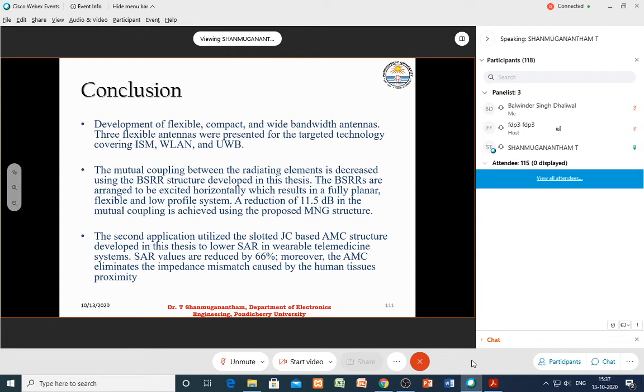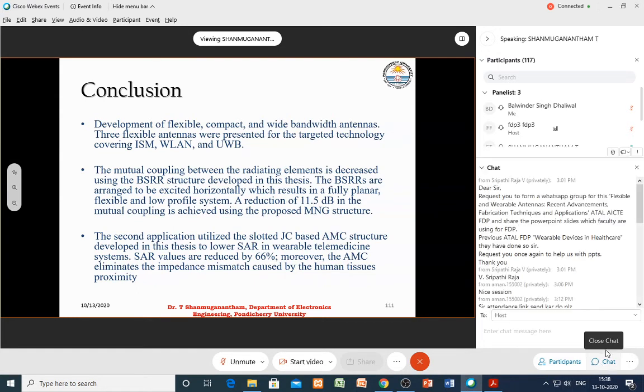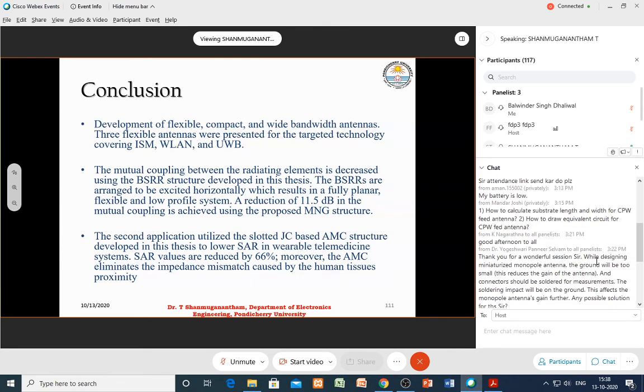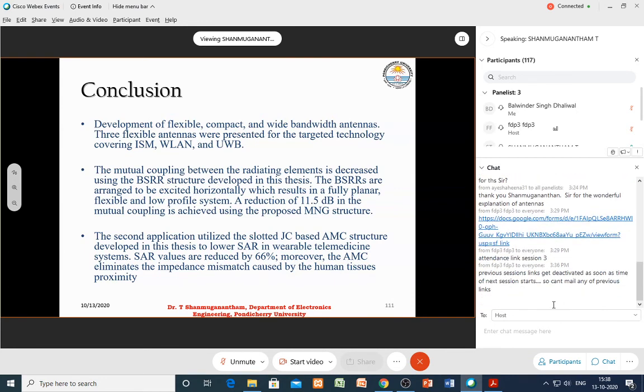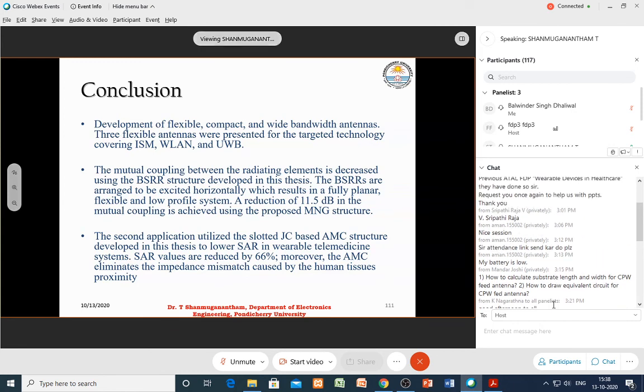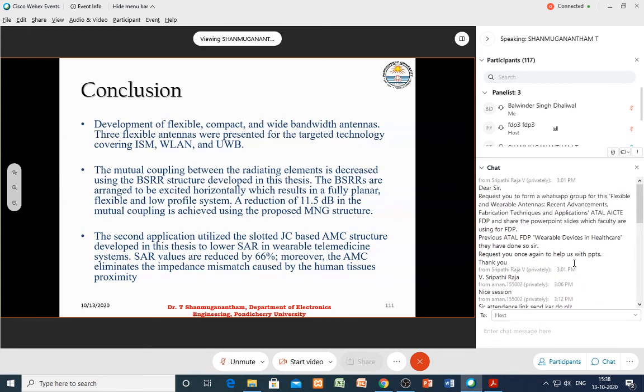So, the summary of this presentation: the development of flexible, compact and wideband antennas, particularly covering three frequency bands: the mixed band, ISM, as well as the UWB frequency bands. Also, the mutual coupling between the radiating elements was decreased using split resonators, placed horizontally, which results in fully planar and flexible low profile systems, with a reduction of 11.5 dB.